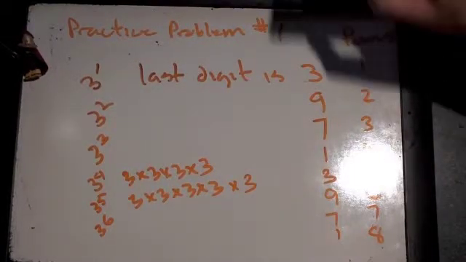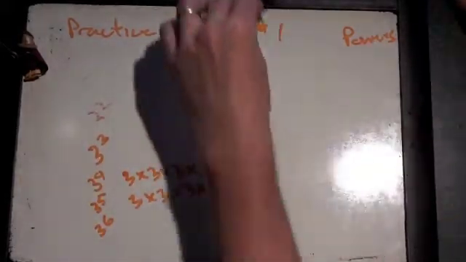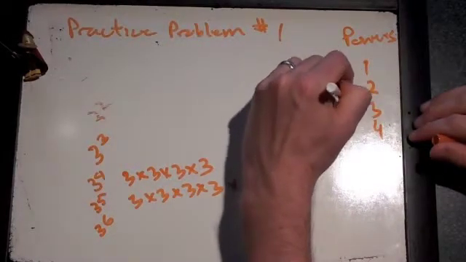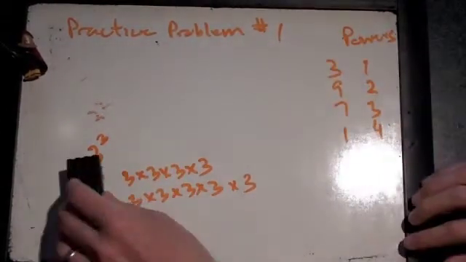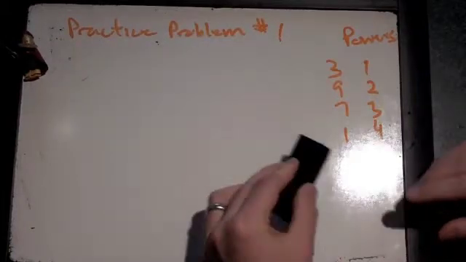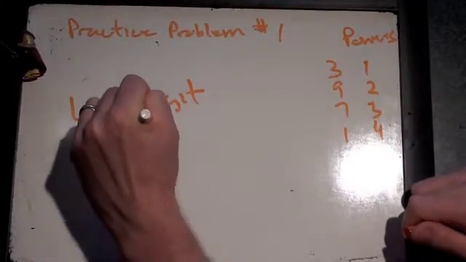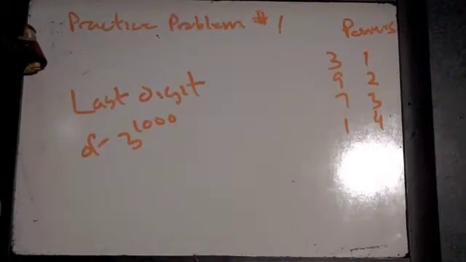So now I'm going to ask you a question that seems completely crazy. I shouldn't have erased that. 1, 2, 3, 4 goes 3, 9, 7, 1. Okay, that's the last digit. You'd never think you'd be able to do this. But what's the last digit of 3 to the 1,000? If you multiply together 1,000 3s, what would the very last digit be?